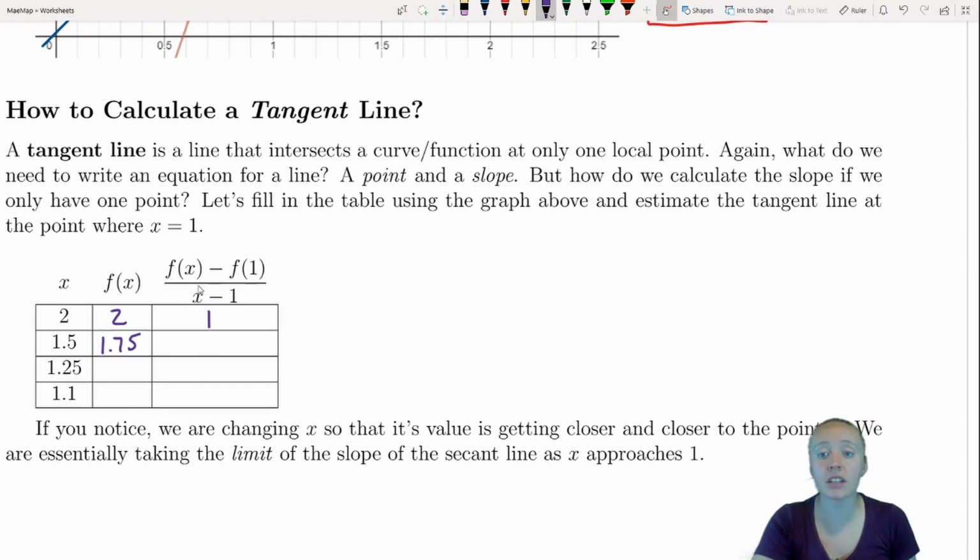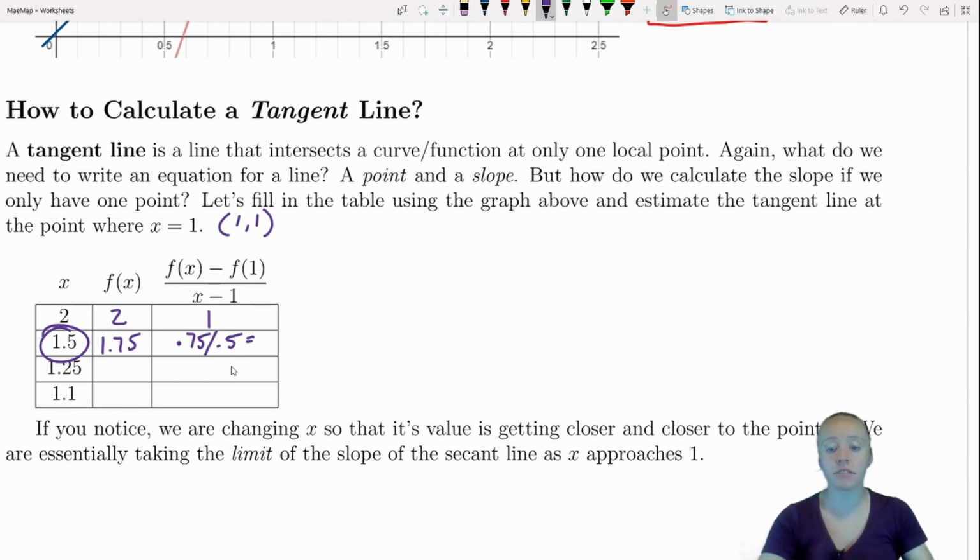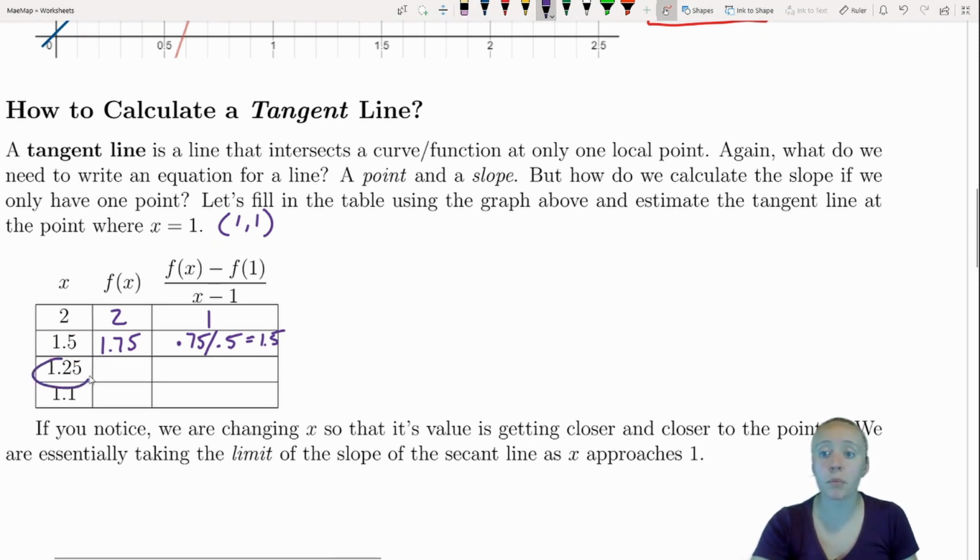Now, in order to calculate, we need to do 1.75 minus our function at 1, which when we're at the point 1, remember we are at 1, 1, so 1.75 minus 1 is going to give us 0.75, and that's going to be all over 1.5 minus 1, which gives us 0.5. So if we have 3/4 and we're dividing that by 1/2, that's going to be 1.5. So you see our slope changed from 1 to 1.5. Now what happens when we use the value of 1.25?